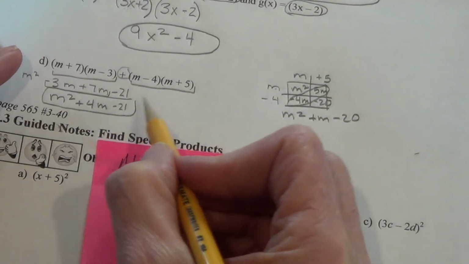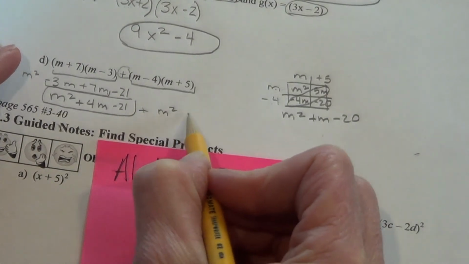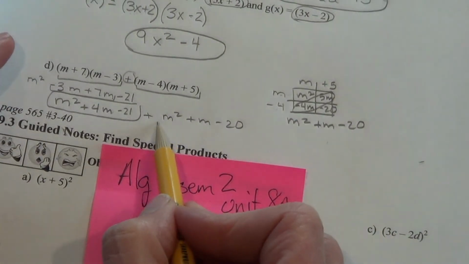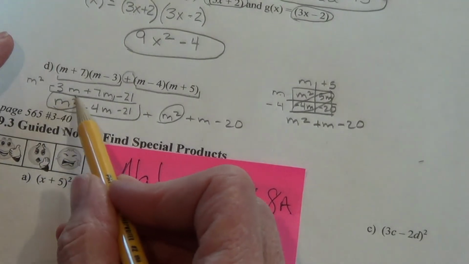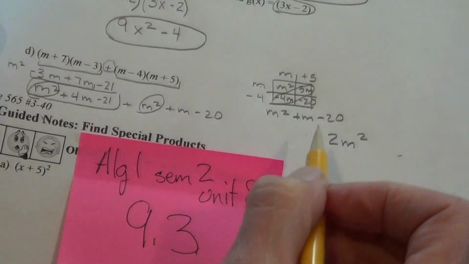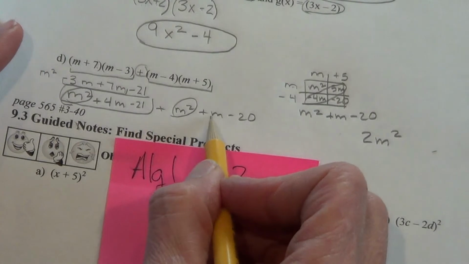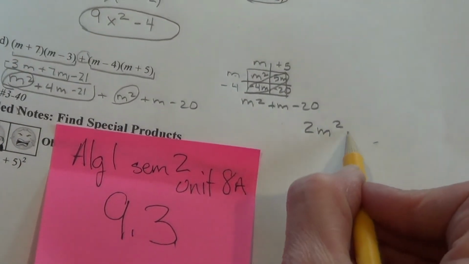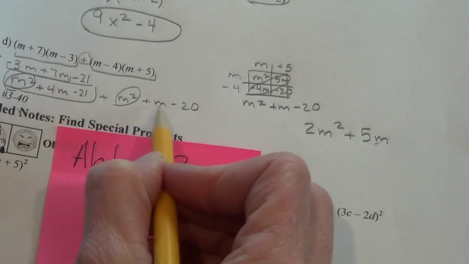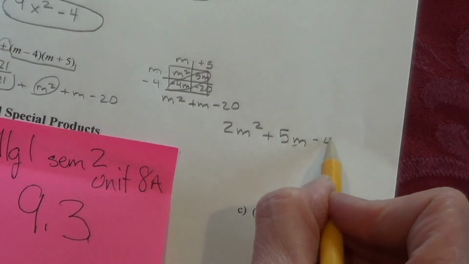So now we have this term, and we want to add to it m squared plus m minus 20. So we look at our like terms. M squared plus m squared would be 2m squared. 4m plus 1m would be 5m. And negative 21 plus a negative 20 would be a negative 41.